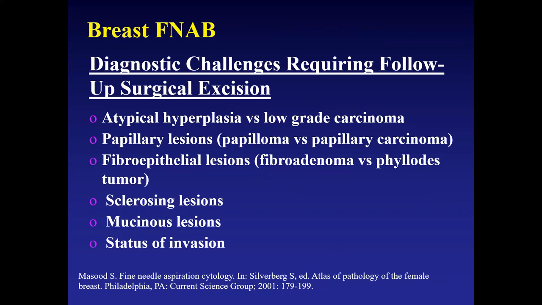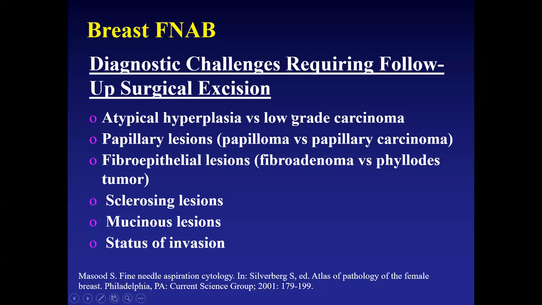Of course, the diagnostic challenges associated with fine needle aspiration biopsy of the breast are that there are entities for which it cannot always provide the definitive diagnosis. And these are the cases that have to undergo follow-up surgical excision. These are atypical hyperplasia versus low-grade carcinoma, papillary lesions, fibroepithelial lesions, sclerosing lesions, mucinous lesions, and status of invasion. And of course, radial scar and sclerosing lesion can be added to that.